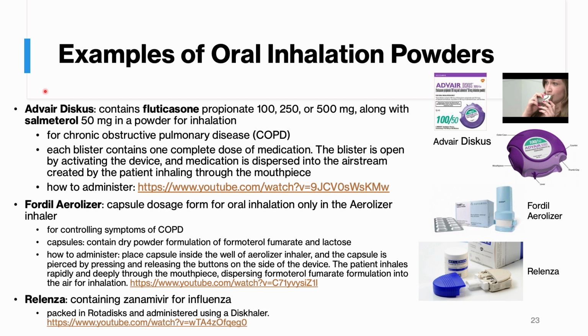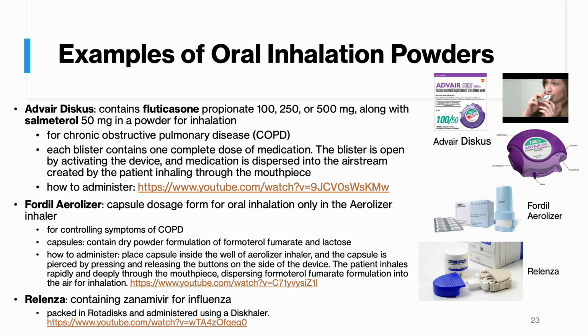The first one is the Advair Discus. This one contains fluticasone propionate at the dose of 100, 250, or 500 micrograms, along with salmeterol 50 micrograms in a powder for inhalation. This is an example of the 100 microgram fluticasone and 50 microgram salmeterol. This product is used for chronic obstructive pulmonary disease, or COPD.